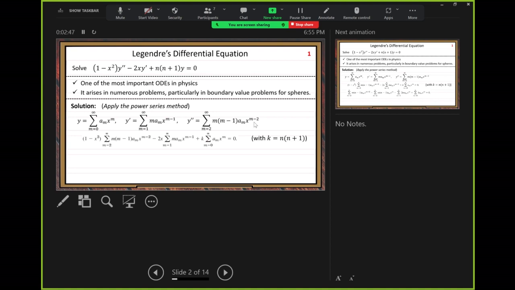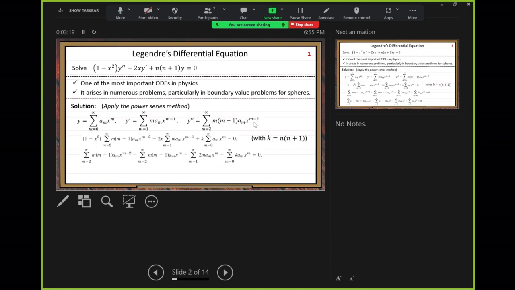All right. Next, it is a little hard to see, but we need to be patient. The first one we split into the first two terms: 1 times the power series, and x squared times that power series. The second one, and the third one.